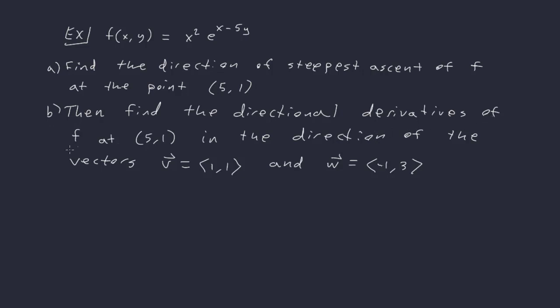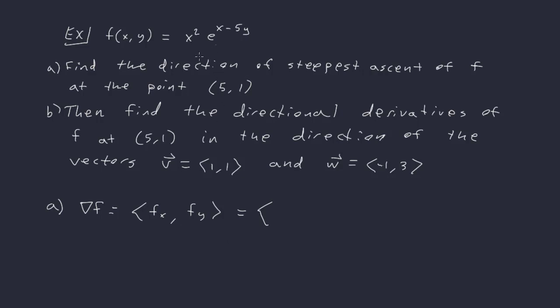Then part B, let's find the directional derivatives of f at (5, 1) in the direction of the vectors v, which is (1, 1), and w, which is (-1, 3). Okay, so first of all, direction of steepest ascent, we need to find the gradient. The gradient of f will be the vector made up of f sub x and f sub y.